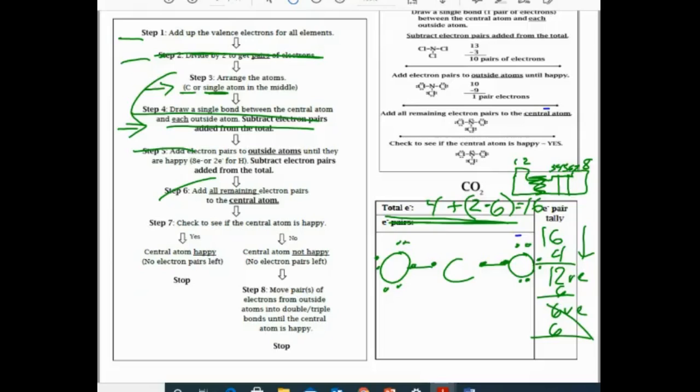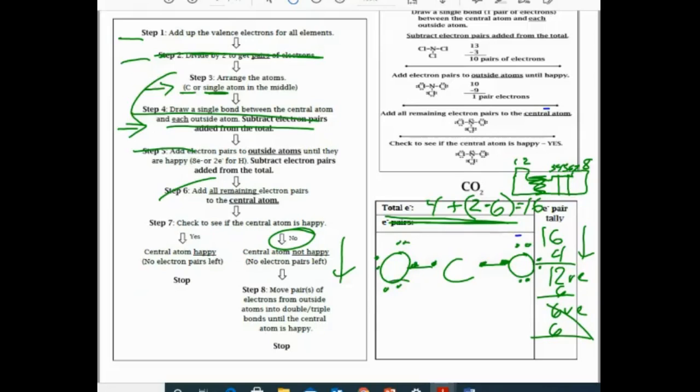Okay. Does carbon, the central atom, have 8? It has access to 1, 2, 3, 4. So no, it only has 4 right now. So it's not happy. Doesn't have 8. So I need to follow this column. If it's not happy, then move pairs of electrons from the outside atoms into double or triple bonds until you have a stable octet in the middle.